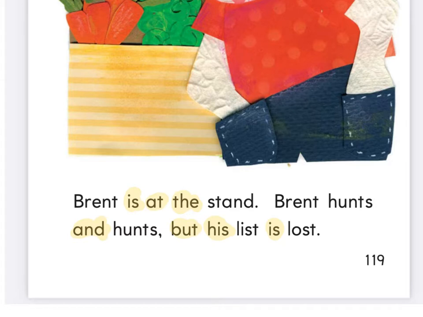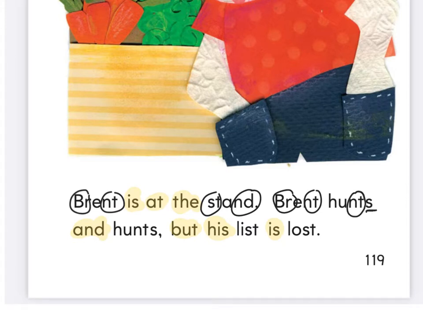Hey, highlighter down, pencil ready. I see a burr and an nt and Brent's name. I see a st and an nd in this word. St and. A burr and an nt and Brent. Oh, there's an nt at the end of this word, but they added an ending S. So they made it hunts. There's the nt and the S. There's a st at the end of list and a st at the end of lost. So we have the words Brent, stand, Brent, hunts, list, lost.